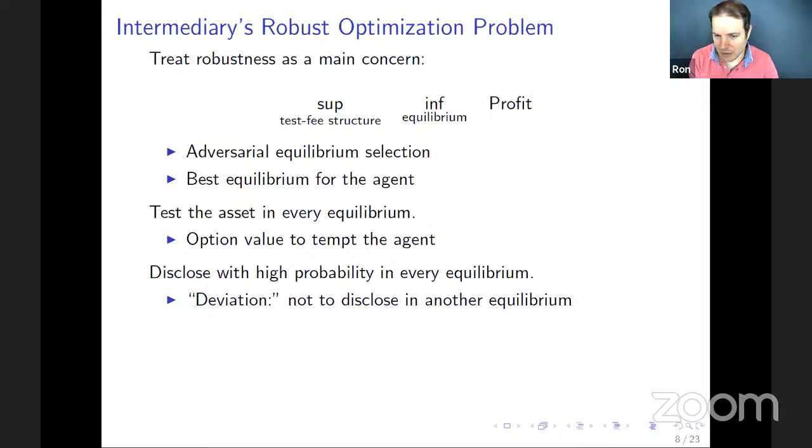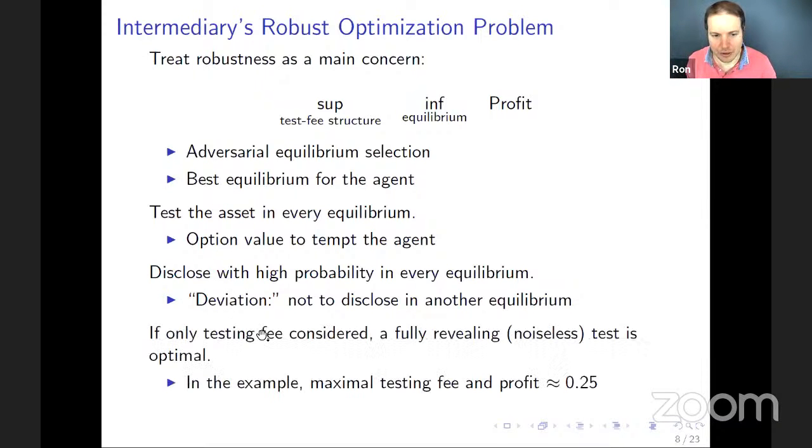First, we want to have an equilibrium. So we want to make sure that the agent does what he's supposed to in this equilibrium, but also the deviation is the existence of another equilibrium, right? That's the concern that we have. So that's going to affect the structure of the solution here.